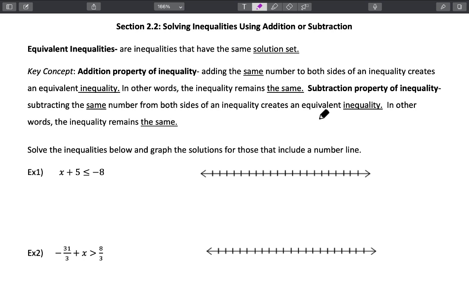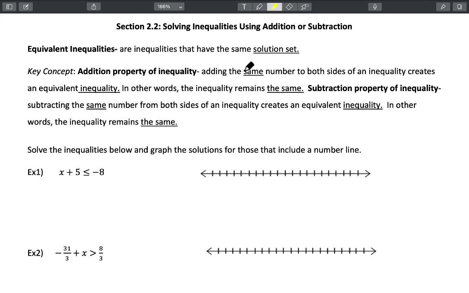Today we're going to talk about solving inequalities using the addition and subtraction property of inequality. Essentially, the key concept here is just like solving equations, we're going to solve inequalities using the inverse operation to isolate the variable.